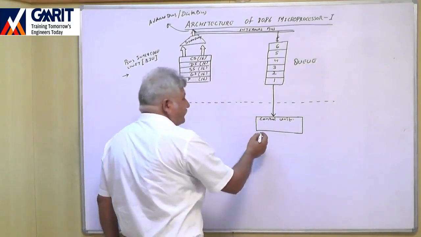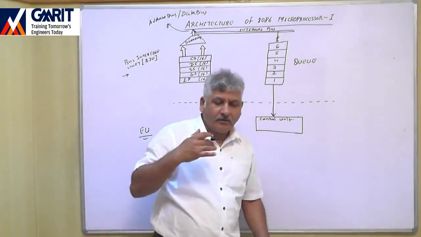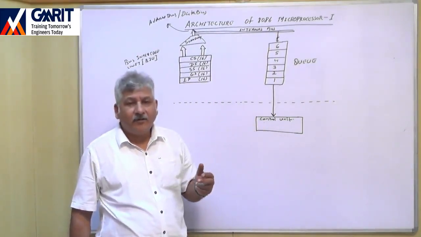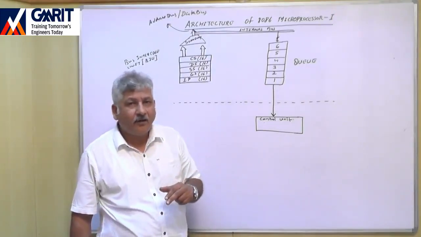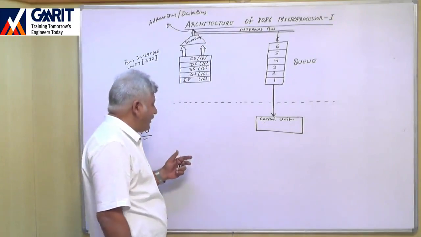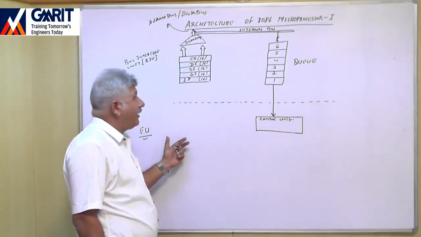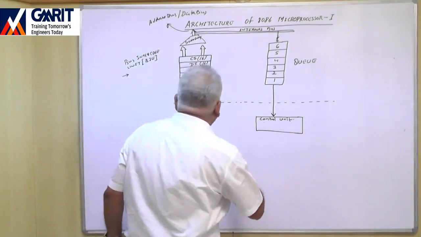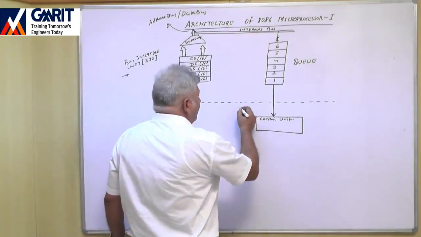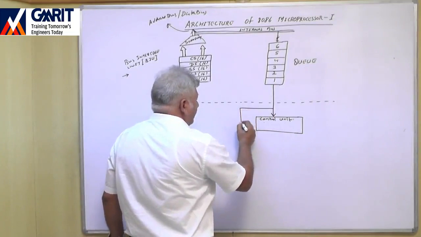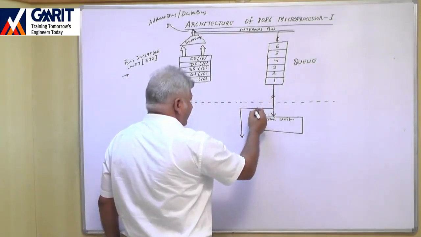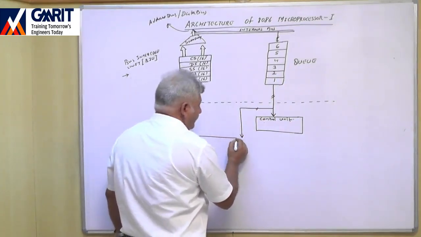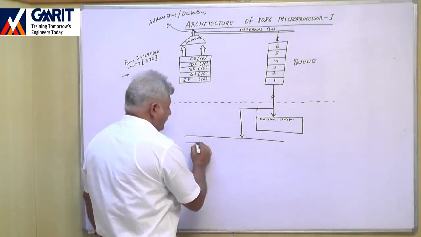And depending upon the decoding of certain instructions, this control unit will generate various types of timing and control signals to control the operation of the execution unit as well as the bus interface unit. Now all these are internal buses.